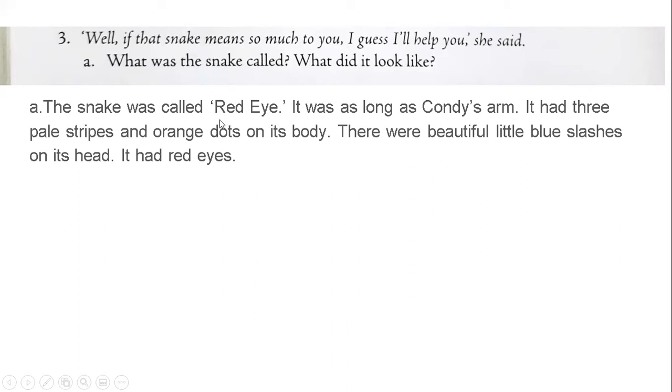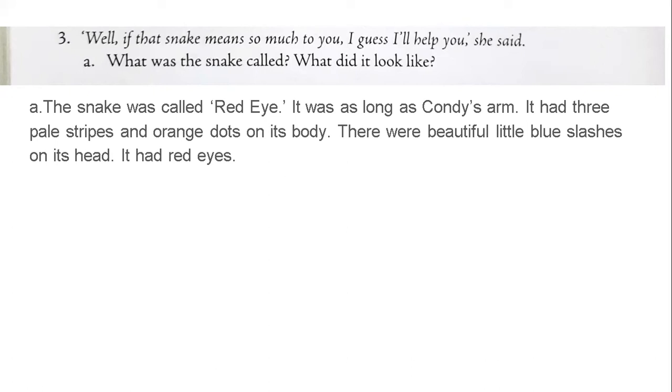And because it is the name of the snake, you have to have a capital R and a capital E. So Red Eye in single inverted commas. The snake was called Red Eye, full stop. And now the description of the snake. It was as long as Cindy's arm.